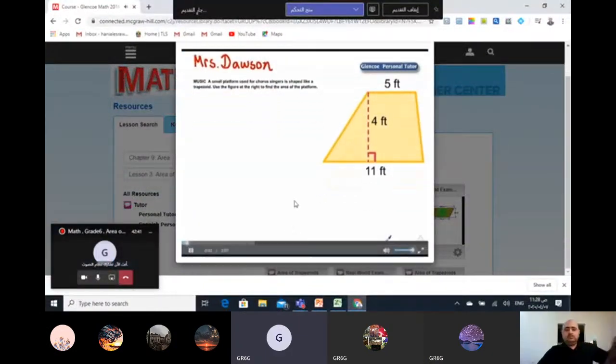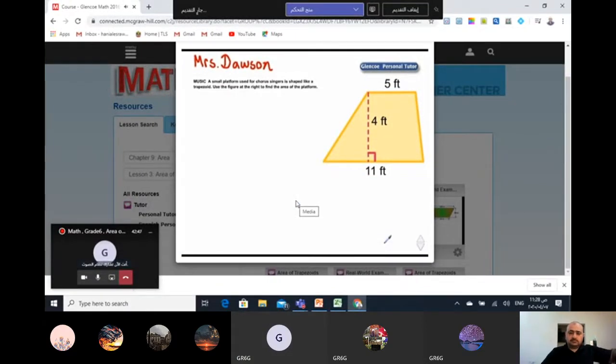This is Mrs. Dawson. The following is a real-world example on finding the area of trapezoids. Music. A small platform used for chorus singers is shaped like a trapezoid. Use the figure at the right to find the area of the platform. Let's investigate the trapezoid. A trapezoid has a height, which is the distance between the parallel bases. So in this case, our height is 4 feet. And the bases, the short base is 5 feet, and the longer base is 11 feet.